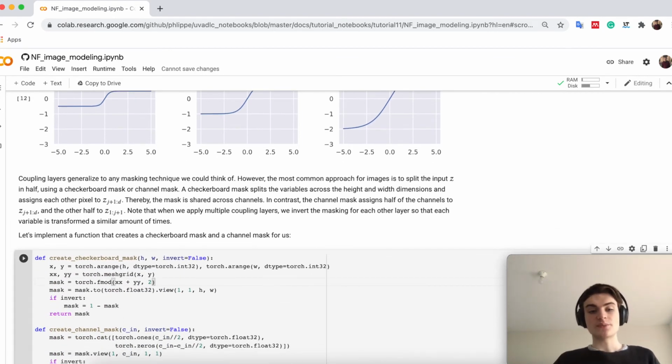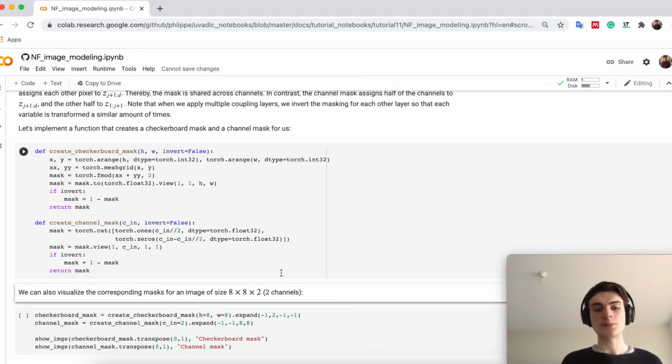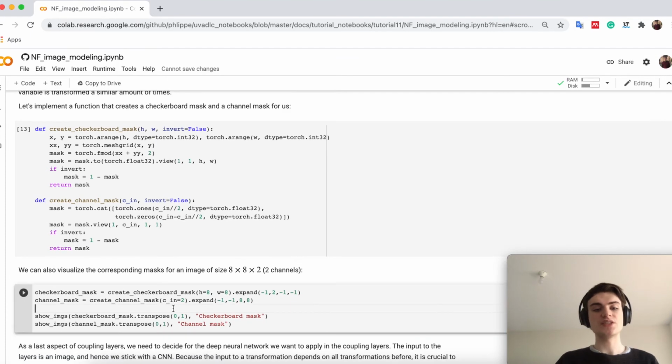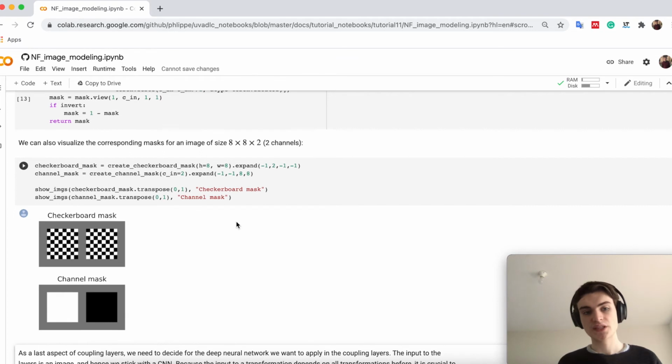As I said, we use the masking to decide which part of x should be masked and which one should be used to be transformed. The most common ones in images are the checkerboard mask and the channel mask. So what does that mean? Let's say our input is 8 by 8 times 2 channels. The checkerboard mask basically uses a chess pattern, in the sense that one pixel is not masked, the other one is masked, and so on.